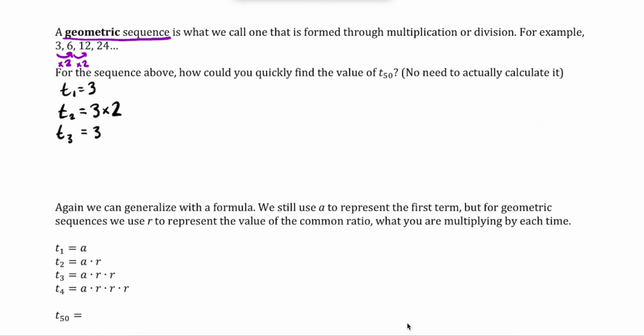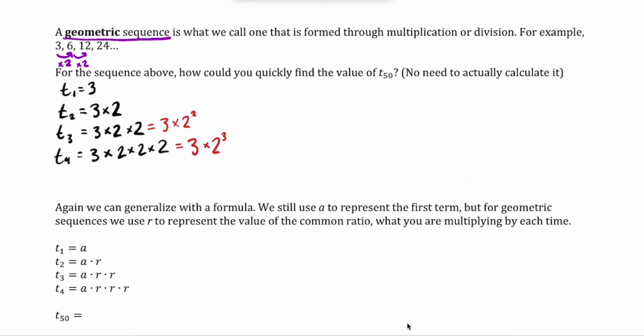T3, 3 times 2 times 2. T4 is equal to 3 times 2 times 2 times 2. So you'll notice once again, the number of 2's in this case is 1 less than the term number. So T4 is 3 times 2 to the 3. T3 is 3 times 2 to the 2.